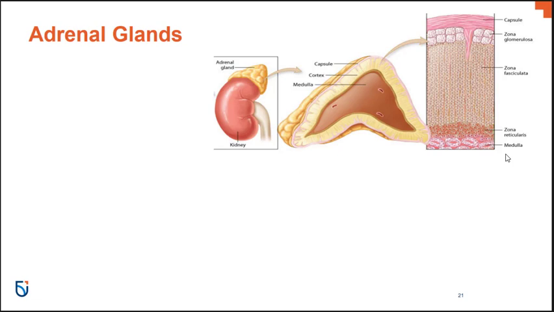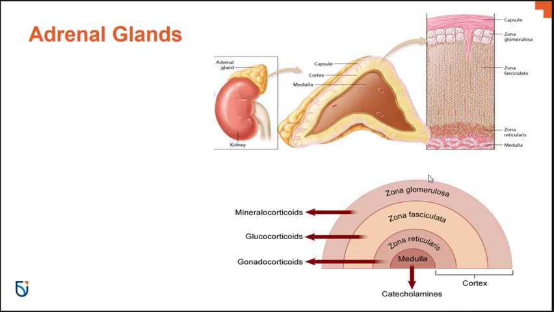Now, if we take a cross section of mainly the cortex, we can see that there are 3 additional layers, which you can see listed here, from most outer to most inner. And then there's another image to show you here. The most outer layer of the cortex is called the zona glomerulosa. Then we have the zona fasciculata and the zona reticularis.